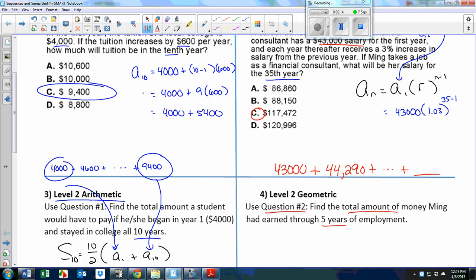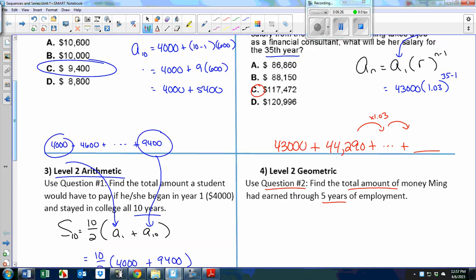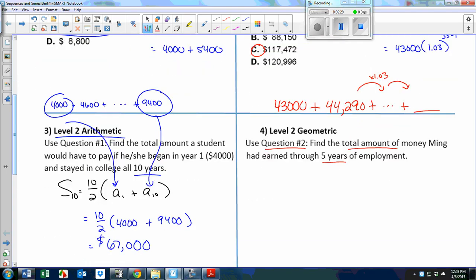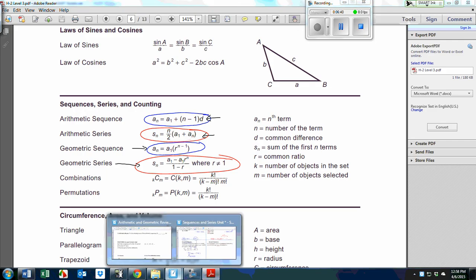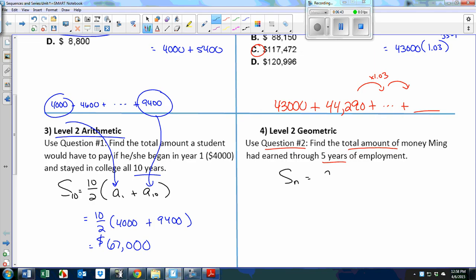So yes, you could find this by punching in her second year times 1.03 to get the third year, times 1.03 to get the fourth, and so forth. But for the sake of the constructive response, you're going to have to work with the formula. So let's do that. We're going to use the series formula, S sub n equals a sub 1 minus a sub 1 r to the n, all divided by 1 minus r.